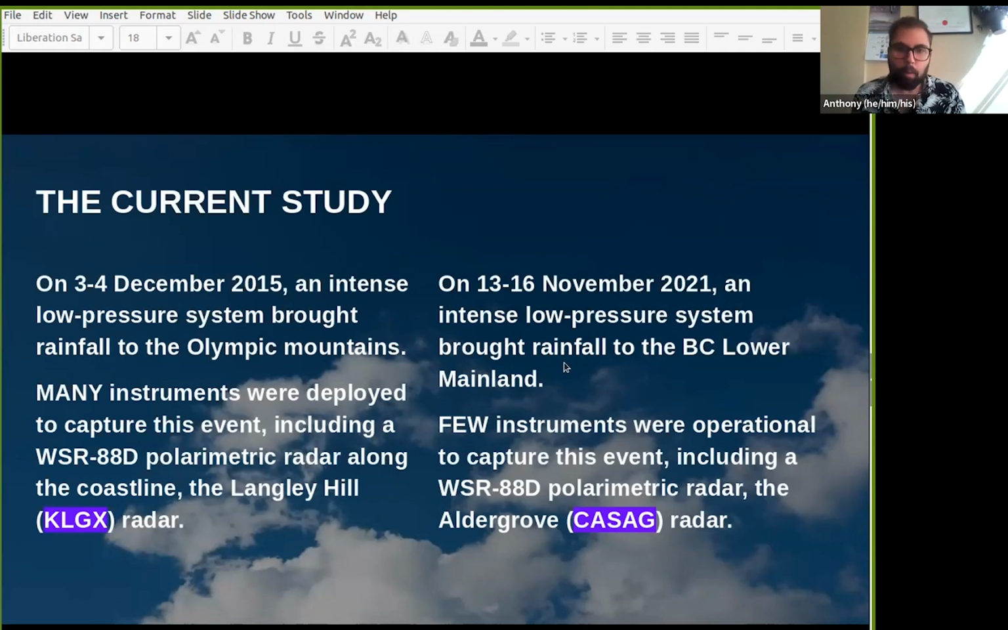A more recent study, which all of us can probably remember if we've been watching the news, occurred last year on the 13th to 16th of November, when a similar intense low pressure system brought extreme rainfall to the lower mainland of BC. And in this case, there were few instruments deployed to look at this event, but they did include the CASAG Aldergrove radar.